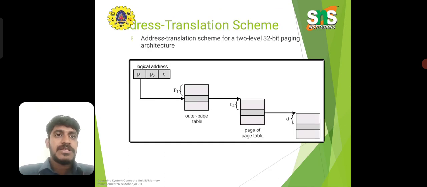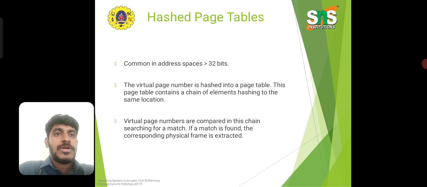Next, the address translation scheme. In this scheme we have the outer page table, the page of the page table and other parts. P1 and P2 give the address translation scheme for a two-level 32-bit paging architecture. Then hashed page tables, with a common address space of 32 bits and other things.